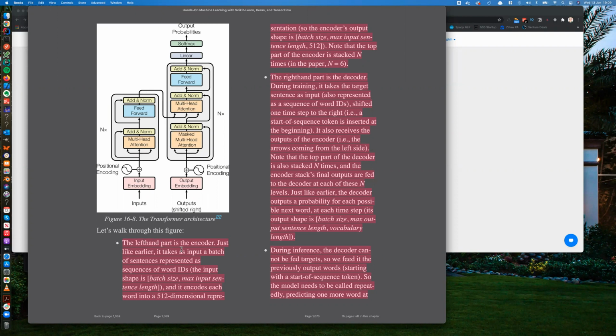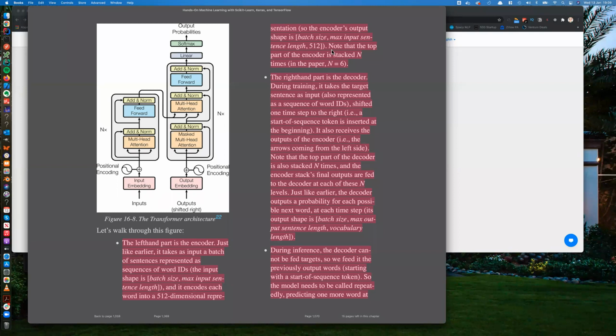The left-hand part is the encoder. Just like earlier, it takes as input a batch of sentences represented as a sequence of word IDs. So this is the input embedding, and it's got this kind of structure: batch size, max input sentence length. So a batch of sentences. And then it encodes each word into a 512-dimensional representation, and that's the word embedding bit.